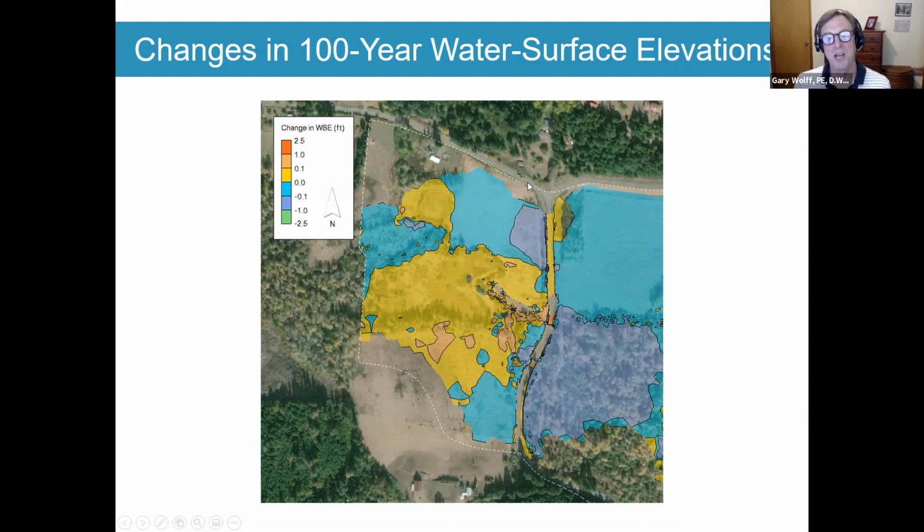And if you were to average these out across a transect, like you would typically do in a one-dimensional analysis for a flood type study, really on average, we're not increasing flooding downstream either. So a very good result. So we're meeting the objective there with flooding and doing a really good job at that.